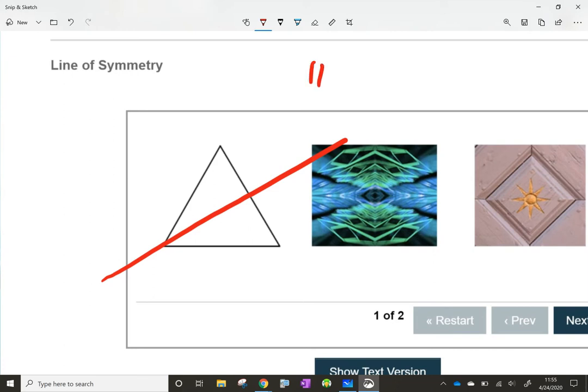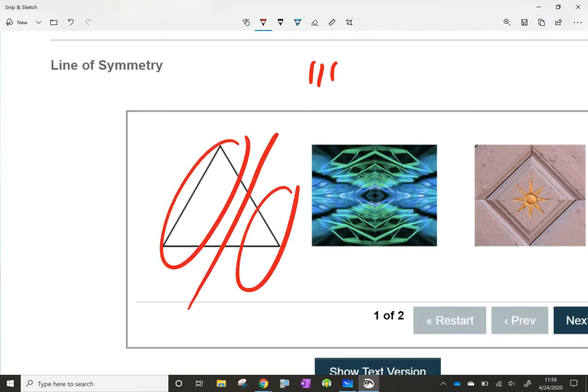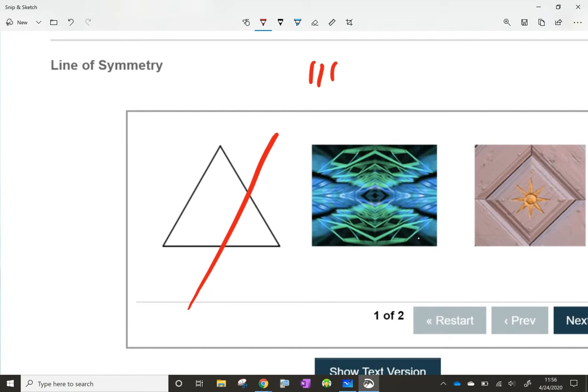1, 2. There's also a third line of symmetry right here that cuts the triangle directly in half. So that's 3 lines of symmetry. Now, I don't think I can find any other lines of symmetry, because if I do it like this, the left side and the right side here are clearly not symmetrical. So 3 is the most I can think of for our triangle.